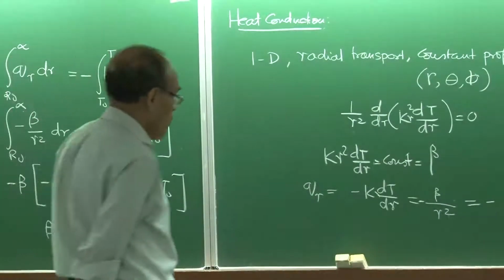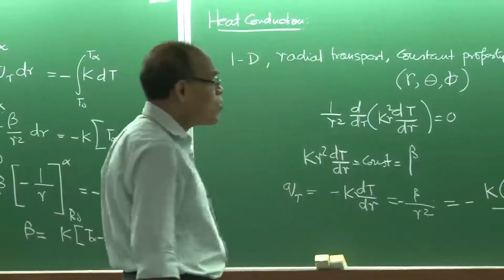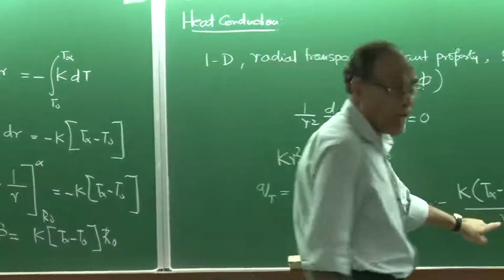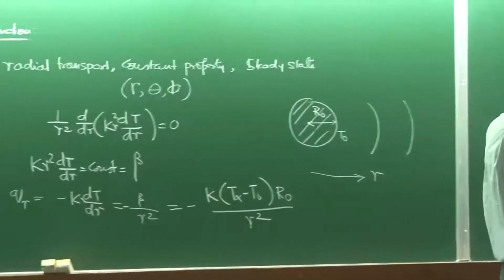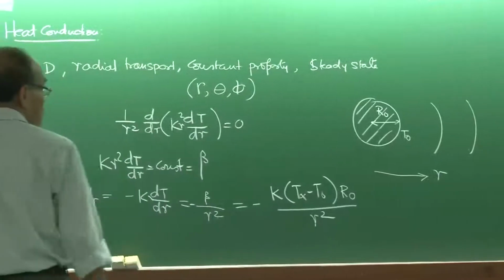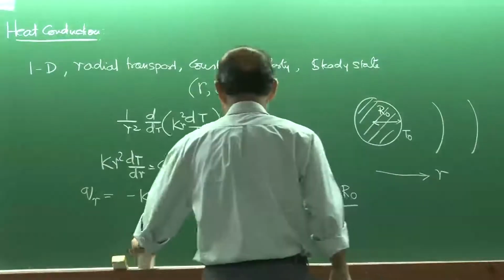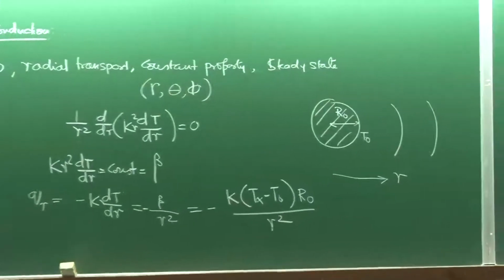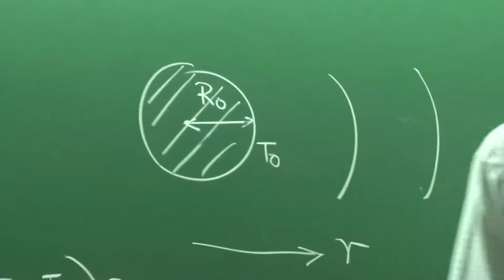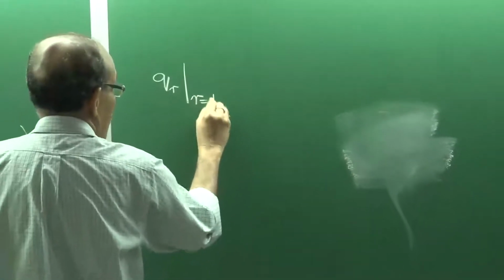And here we can see that we have the flux. If you want to evaluate this flux at any point r, because it is a function of r, as you can see, I now want to evaluate the flux at the surface. So, that is the way we write it: the flux to be evaluated, q r at r equal to r 0.